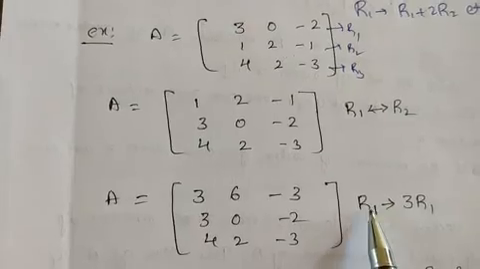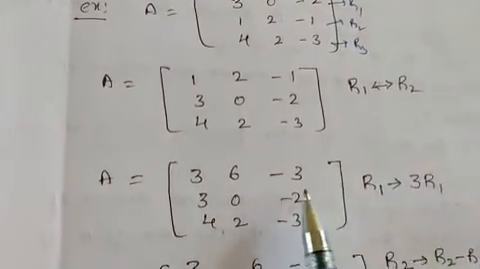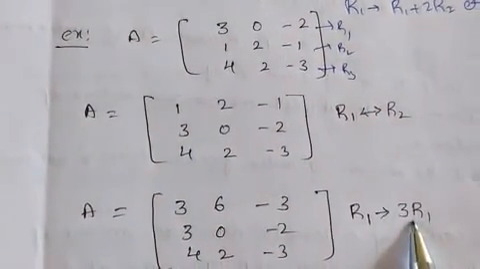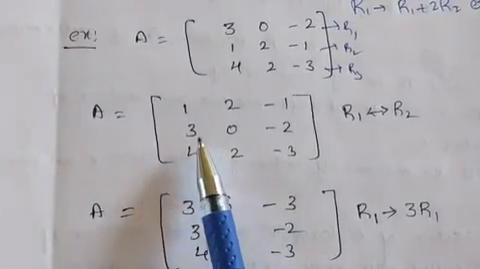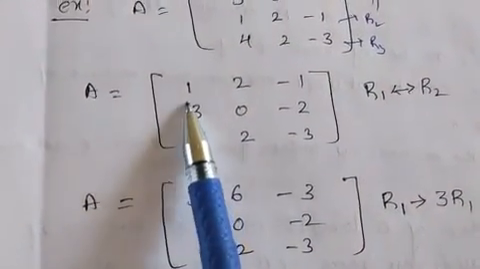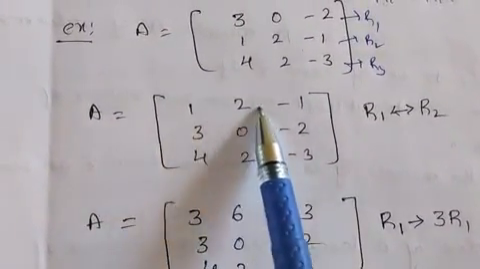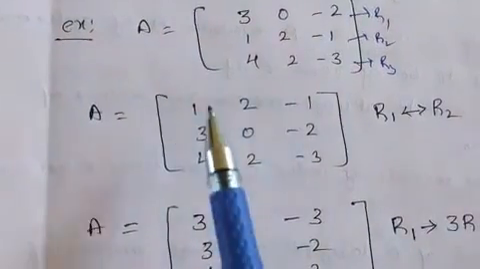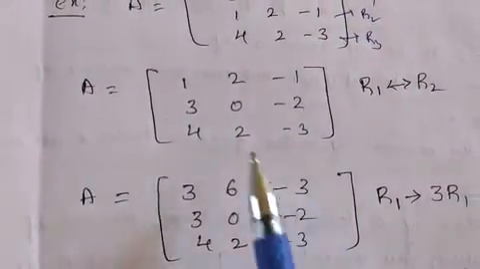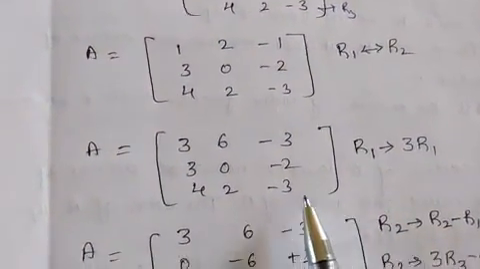We can multiply any row by some constant here. So here I have changed R1 changes to 3 times of R1 we can do, or we can change here R2 changes to 5 times of R2, like that. So R1 changes to 3 times of R1 means multiply every element of this row by 3. That is 3 into 1 is 3, 3 into 2 is 6, 3 into minus 1 is minus 3. And remaining rows you have to write as it is, because here we have done only one operation.